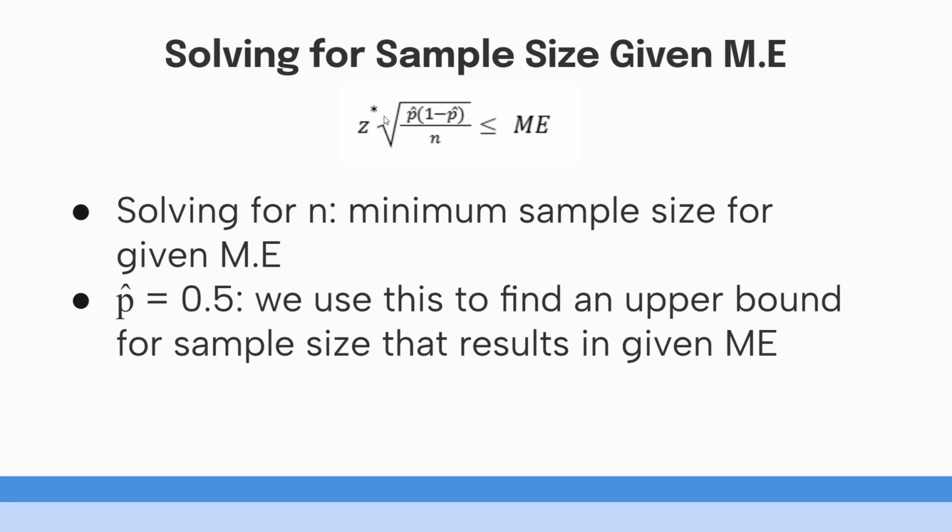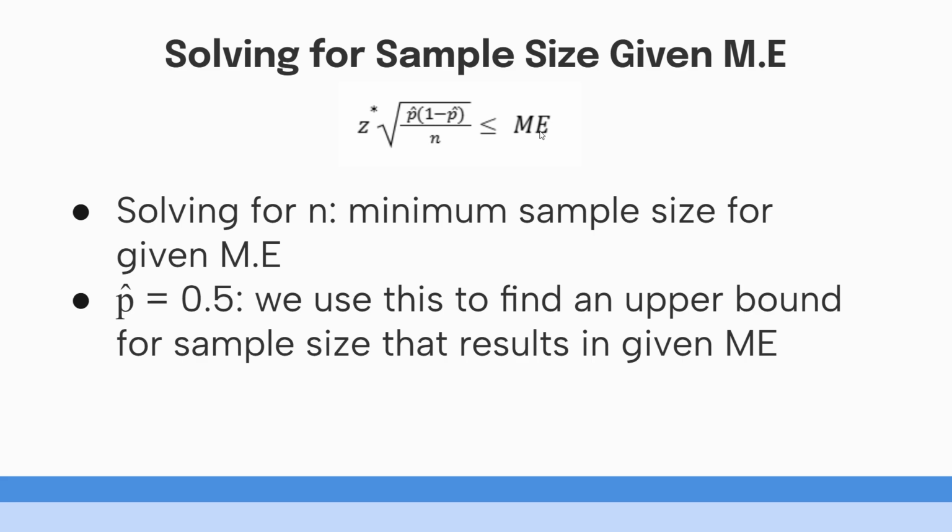And then you might ask, what do you put for sample proportion? If they give it to you in the problem, you just put it as is, but often they won't, so you're just going to use 0.5. We do this so that we find an upper bound for the sample size that results in the given ME. We're trying to do the worst case, which is 0.5 times 0.5. That'll be the largest value. 0.5 times 0.5 is 0.25.